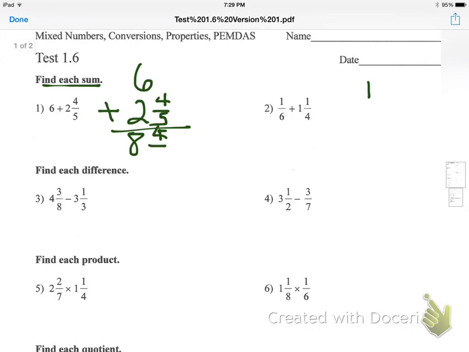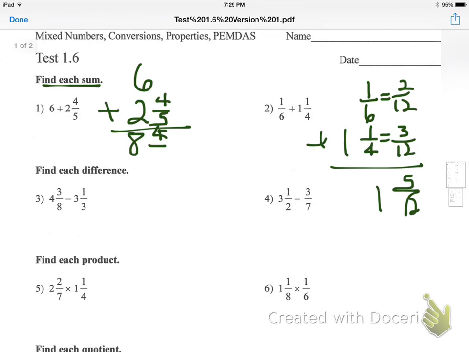All right, 1/6 and 1 1/4. Find a common denominator. 24 would be okay, but 12 is better. It's less work. And we are adding, so you will just add, 1 5/12. So that was that part.